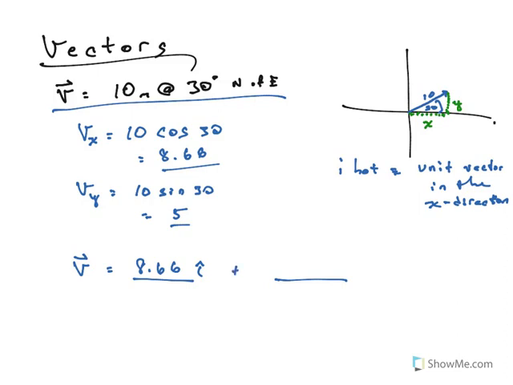Then, plus, how much in the y? The y component, which is 5. And now again, I need to give a symbol that says this 5 is in a certain direction called the y direction. And I use the letter J, J hat. So J hat is the same except y direction. And so that's how a physicist or a mathematician would write the vector v. 8.66 I hat plus 5 j hat.